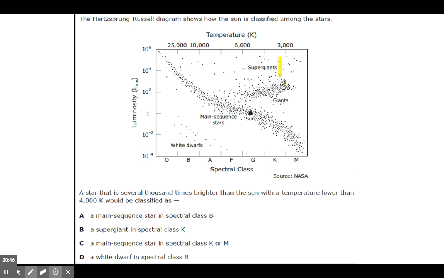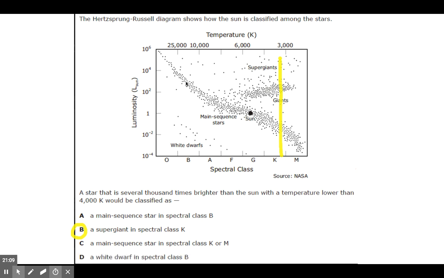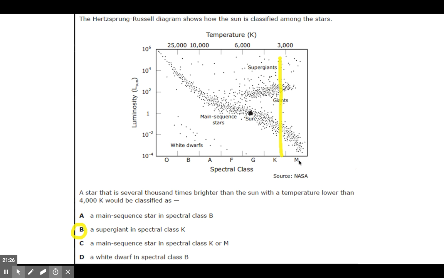And here is the spectral class right here, spectral class K. So the correct answer is going to be B, a supergiant in spectral class K. Let's talk about why it can't be the other answers. A main sequence star in spectral class B. If this star was in the main sequence and in spectral class B, the temperature will be between 10,000 and 25,000, but our temperature has to be lower than this. So A is incorrect.